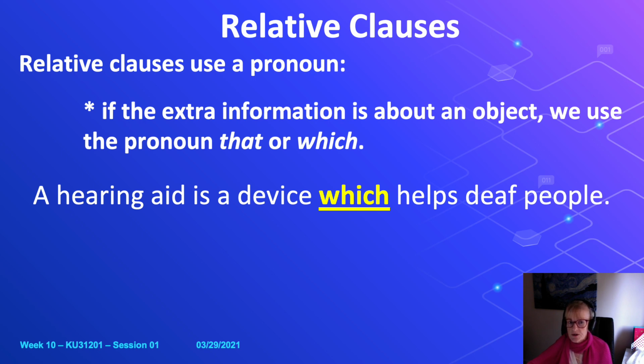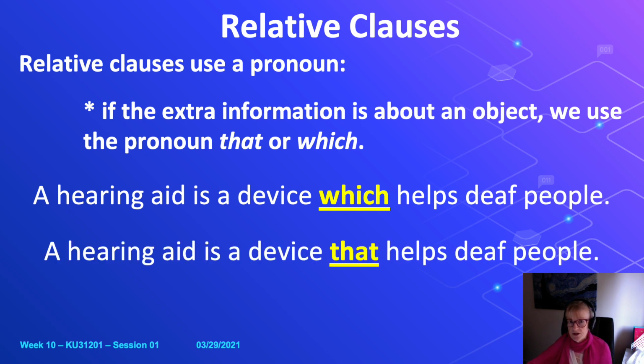We could also use that to join those two sentences together. A hearing aid is a device that helps deaf people. So it's really your choice as the speaker or the writer as to which pronoun you use. It's important though to realize that when we're talking about an object or a thing, we do not use the pronoun who. We can only use that or which.